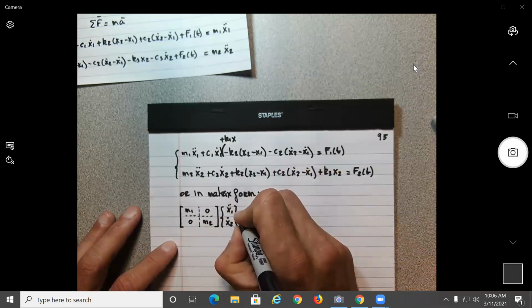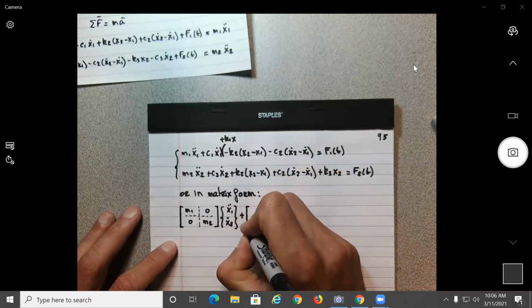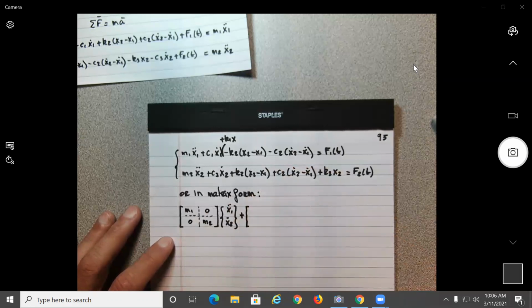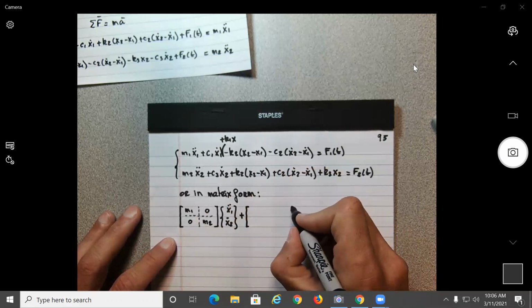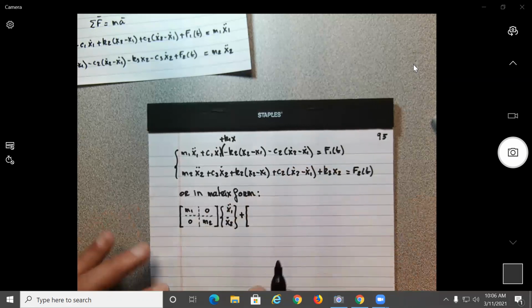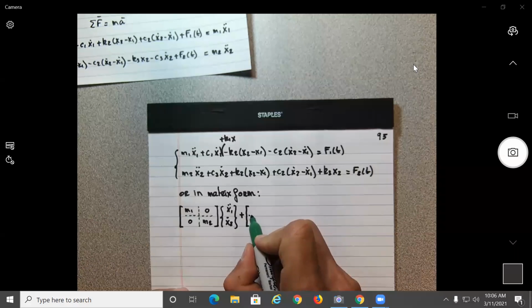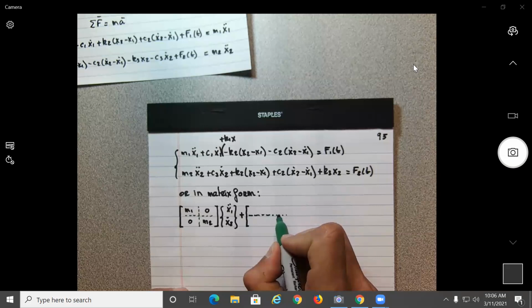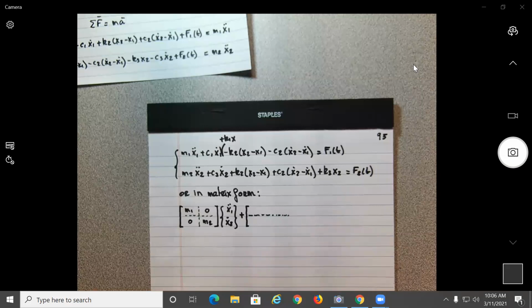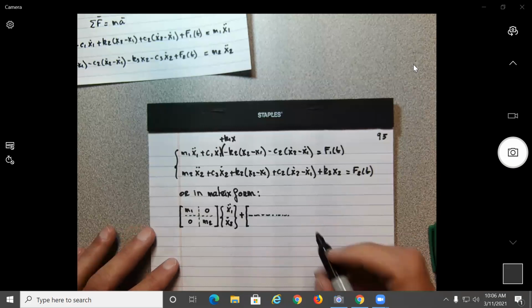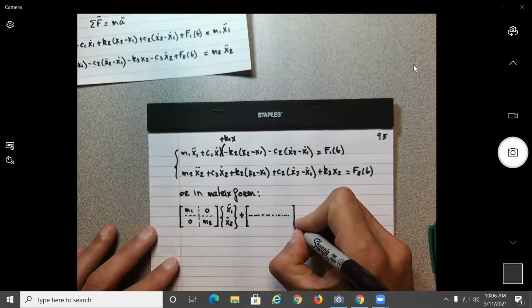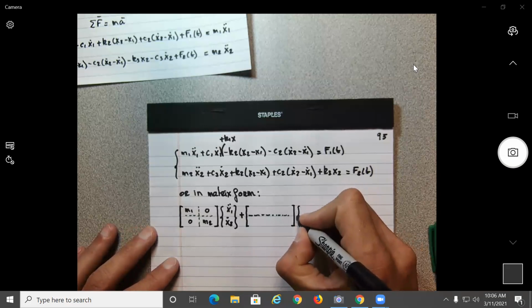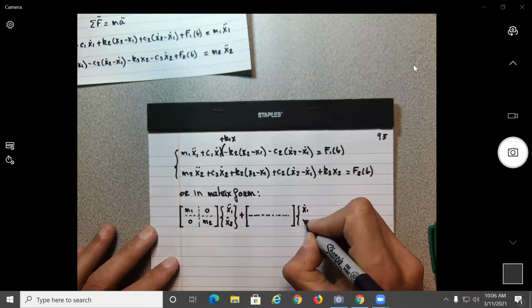Now, plus, we will do the same with the dampings. So before I close this, let's see how much space I'm going to need. All right, I think that should be enough, hopefully. What I'm looking to do here is to put X dot 1, X dot 2.